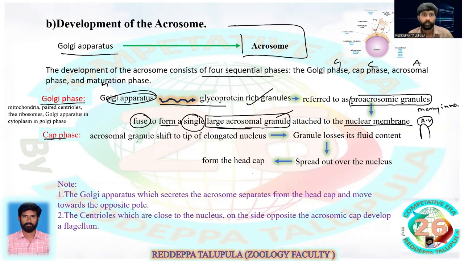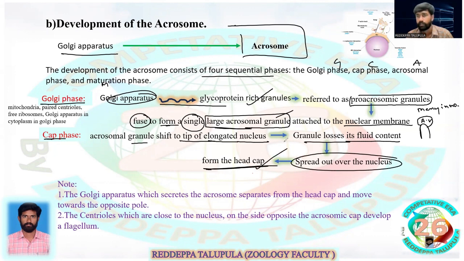Now, cap phase. The acrosomal granule shifts to the tip of the elongated nucleus. The granule loses its fluid content and spreads over the nucleus and forms the head cap. Keep it in mind, the Golgi apparatus, which secretes the acrosome, separates from the head cap and moves towards the opposite pole. Next, the centrioles, which are close to the nucleus on the side opposite to the acrosomal cap, develop a flagellum, nothing but axonemal development.